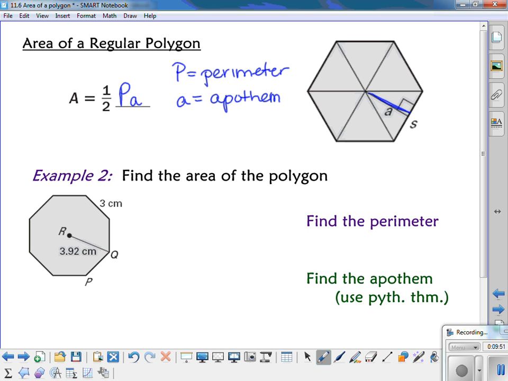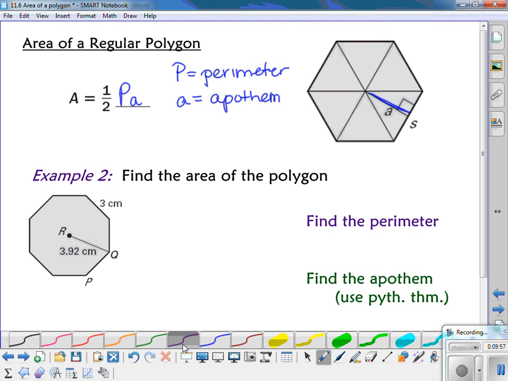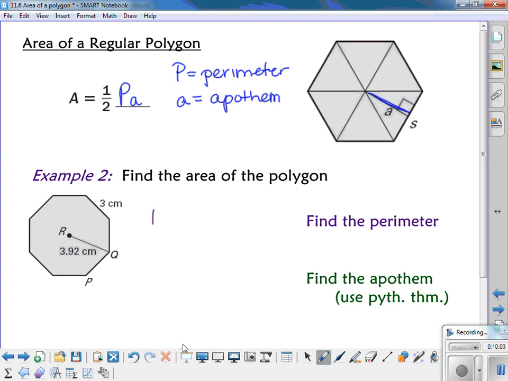So if we look at example 2, we're going to use 1/2 PA. So first I'm going to find the perimeter. In this figure, I can see that each of the sides is 3 centimeters long, and it's an octagon, so there are 8 sides. So 8 times the 3 centimeters means that my perimeter is 24 centimeters. Next, I need to find the apothem.